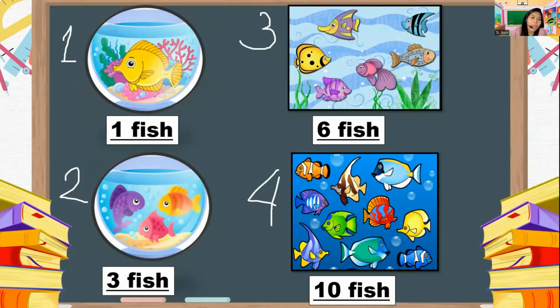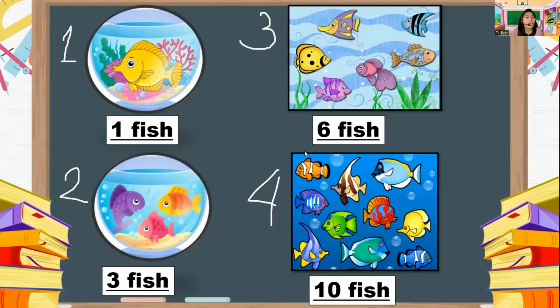And the fourth one. Okay, so the first set, we only have one fish, right? The second one, we have here 3 fish. And the third set, we have here 2, 4, 6. Yeah, we have 6 fish. And the fourth set, we have how many fish? We have 10 fishes, right?